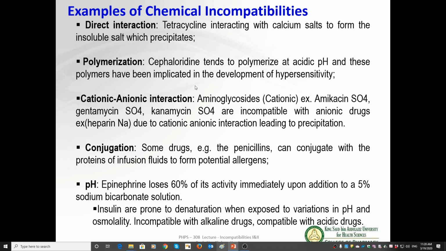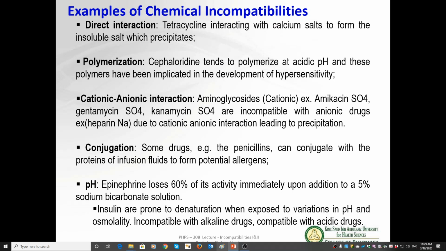Polymerization is another chemical issue that might cause serious problems. Cephalothin tends to polymerize at acidic pH. So changing the pH made the drug form a polymer. A polymer can be a dimer or trimer or higher: two or more molecules start to form a complex with each other. In the case of this drug, they found that it caused a hypersensitivity reaction, anaphylactic shock, in some patients. When they investigated, normally if the pH is not acidic, this doesn't occur. The reason was polymerization in acidic pH. So mixing with something that changes the pH to acidic can lead to this problem.